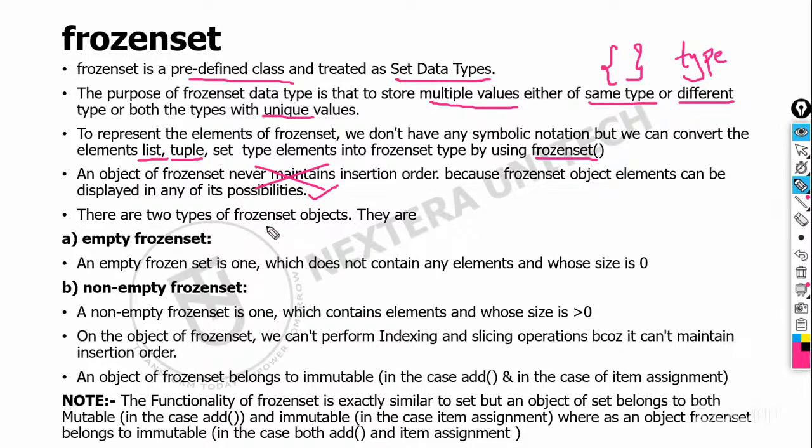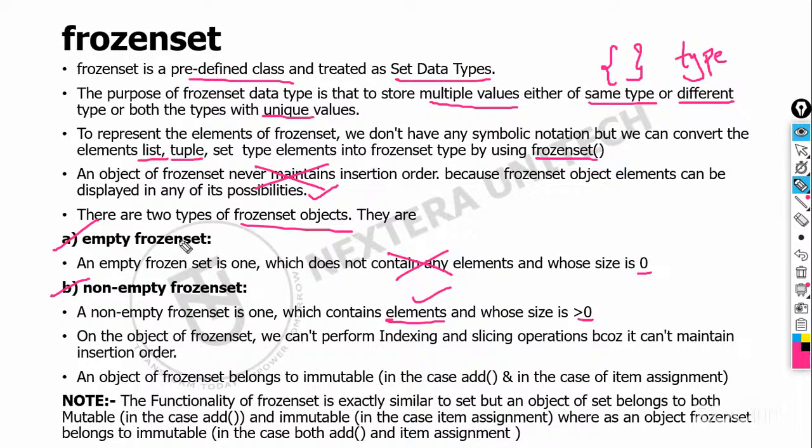And we can create two types of FrozenSet objects. One will be empty and the other one is non-empty. So what is empty FrozenSet and what is non-empty FrozenSet? Empty FrozenSet does not contain any elements, the size is exactly 0. Non-empty FrozenSets contain elements, so obviously the size will be greater than 0.